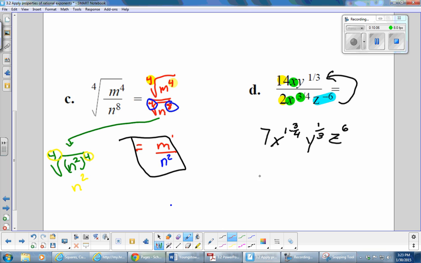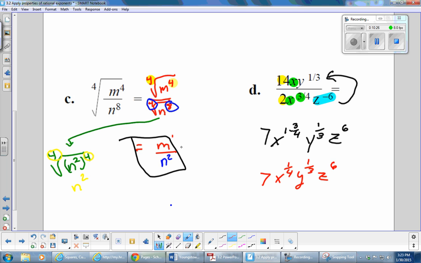So we're going to have 7 out front. I'm going to have x to the 1 minus 3 quarters, which is going to leave you 1 quarter. And you're going to have y to the 1/3 power, and z to the sixth power. Bad z, but you get the idea. Okay, all right, and then that's it.